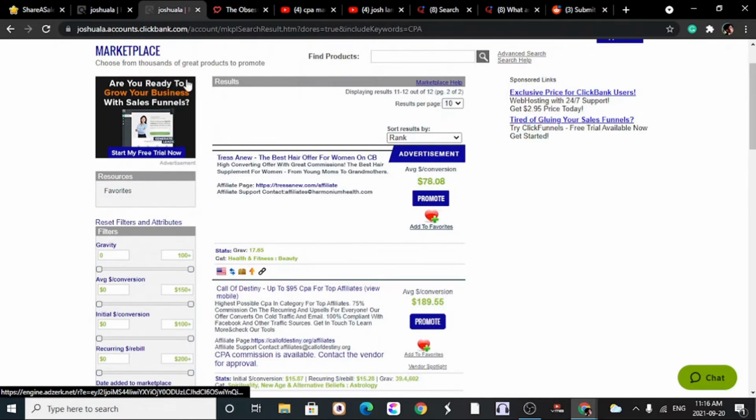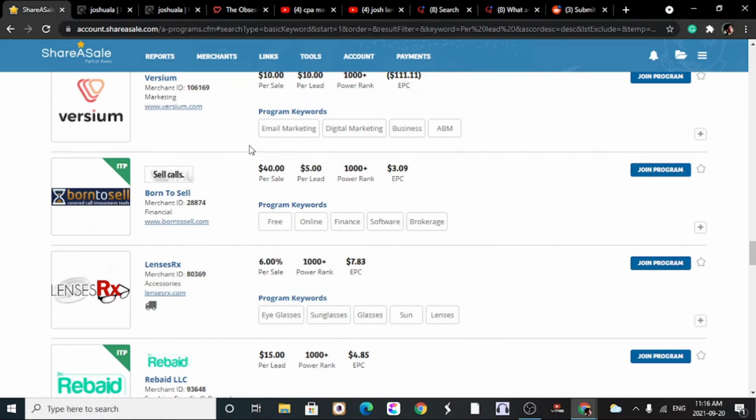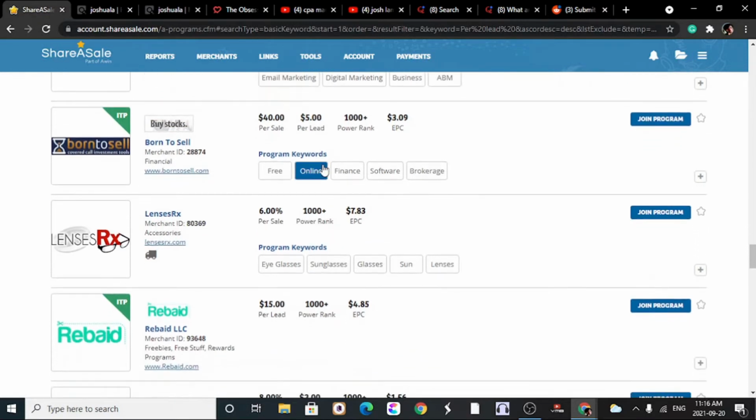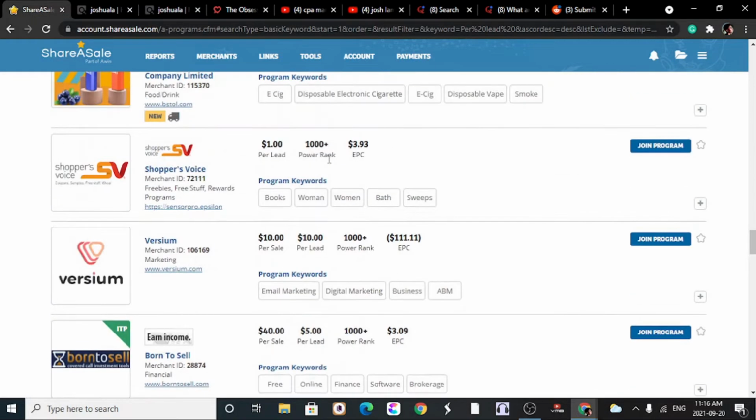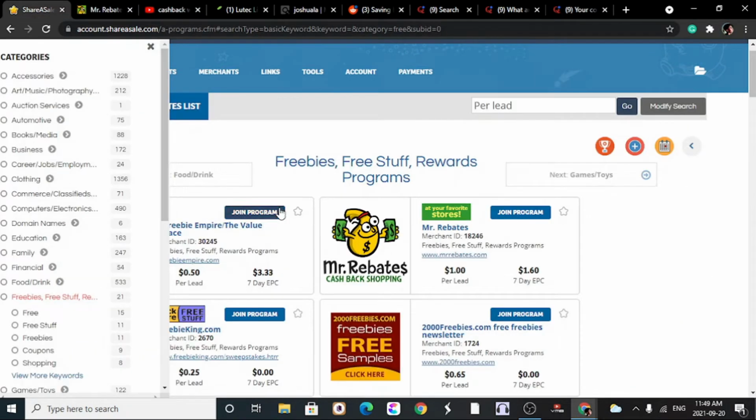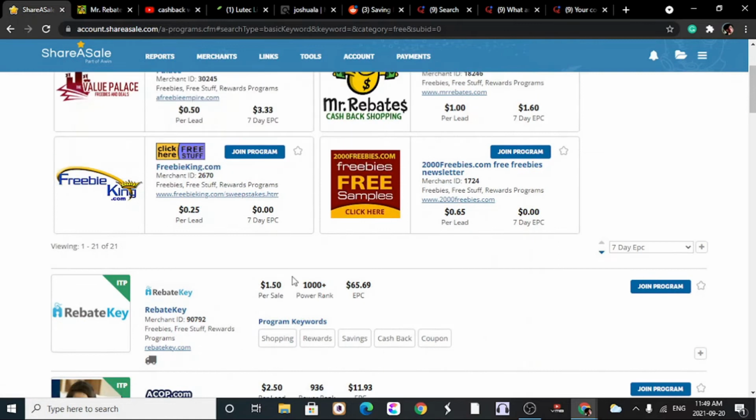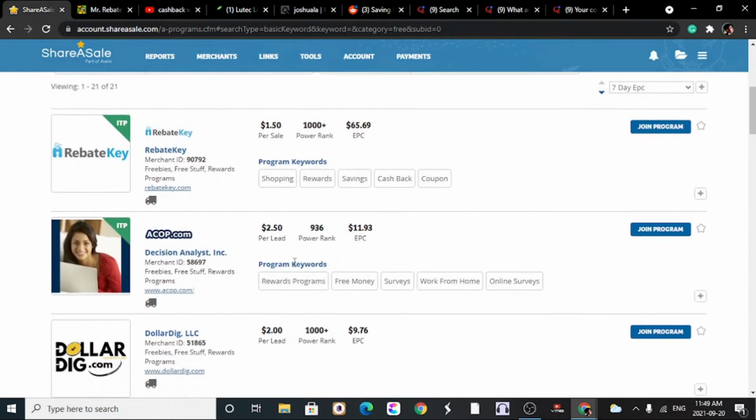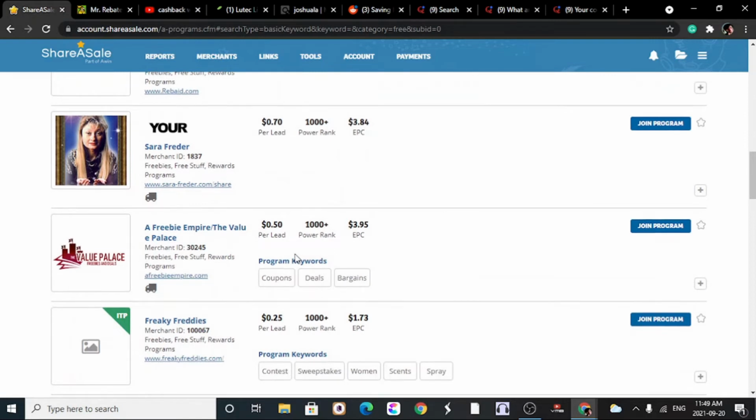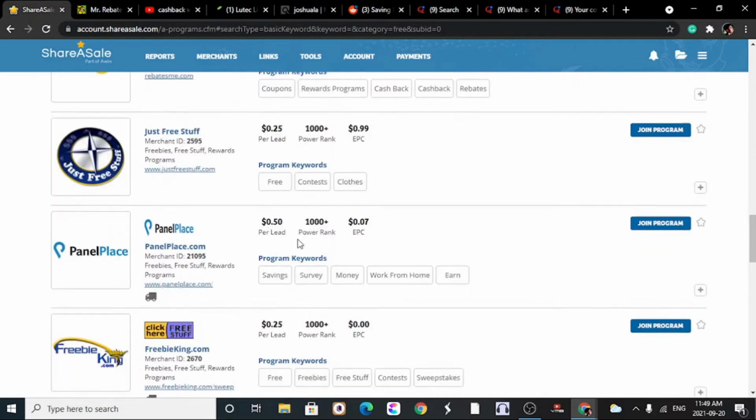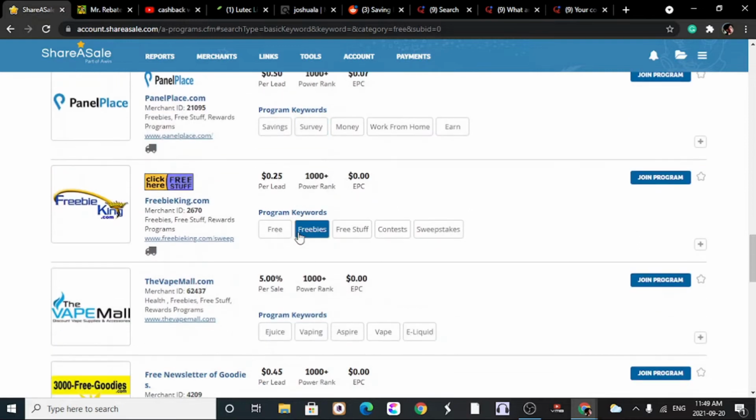If you don't find any offer here, you can use Shareasale, you can use Impact, you can use the individual affiliate programs as well. It doesn't necessarily have to be a CPA offer. So for this example, we're going to choose one. I went over to categories in Shareasale, and I found the freebies, free stuff, rewards programs, and they have these programs here available. So you can see there's plenty to work with at paper lead, and there's freebie websites, rebates, cashback, all those sort of free stuff that people like.